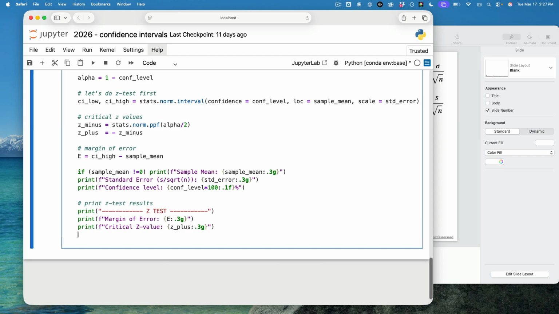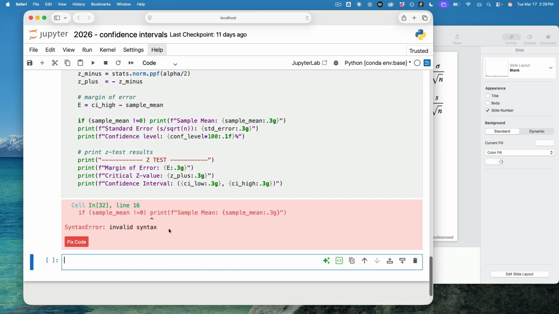The confidence interval. Print f confidence interval. So remember how we can put the confidence interval in parentheses, and then we close, and then I'm going to put here CI low and format it with 3 figures, and then CI high, and then 0.3g. Okay, I think this is it. All right, let's try it.